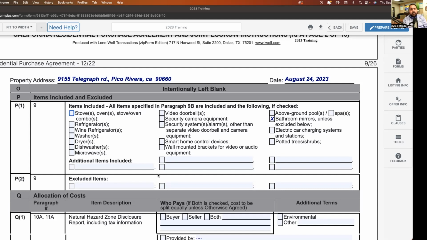Had another agent this week that asked me, hey, in the TDS, they checked off stove, but they took it. My question to them was, did you put it in the purchase agreement? And they said no. And I told them that they had no issue with removing that stove. Even though it was in the TDS, it wasn't agreed as an item included in the contract unless it was a fixture, it was a built-in thing, okay?